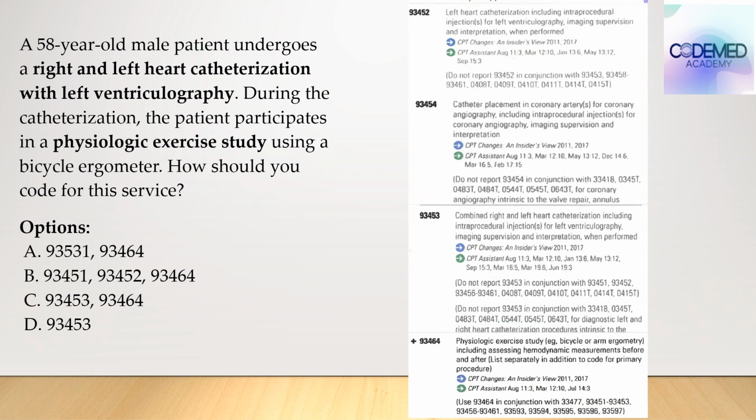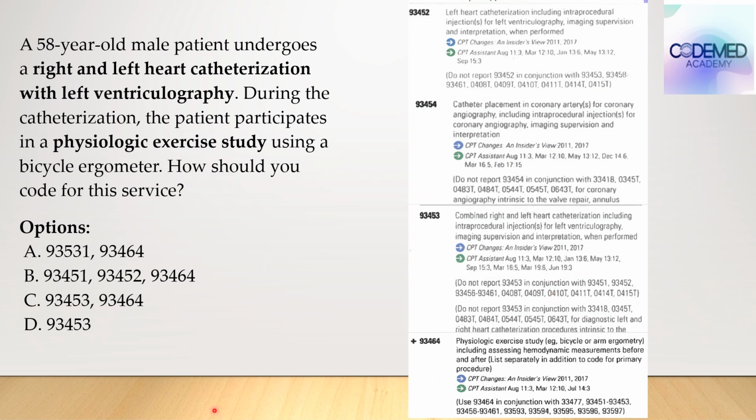Let us take the next question. A 58-year-old male patient undergoes a right and a left heart catheterization with left ventriculography. During the catheterization, the patient participates in a physiological exercise study using a bicycle ergometer. How should you code for these services? Now, let us look at the code options: 93531, 93464, 93451, 452, and 453. So let us look at the codes. What is the code for 451?